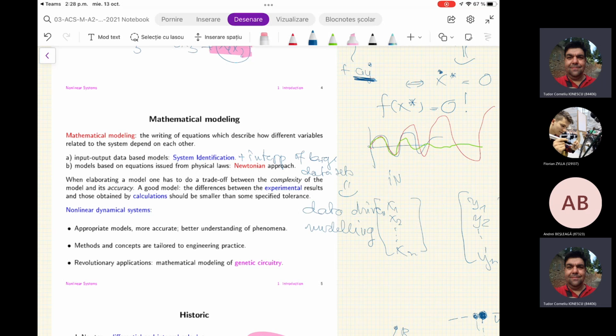Again, we are going to use a lot this Newtonian approach. So when elaborating a model, one has to do a trade-off. There is a trade-off between the complexity of the model and its accuracy, and we're going to see a couple of examples about that. The simpler and the reduced number of equations the model has, the more coarse the model is, coarse in the sense of the gap between what the model issues and what the real simulations or the real outputs are.